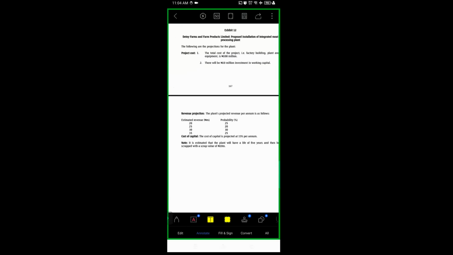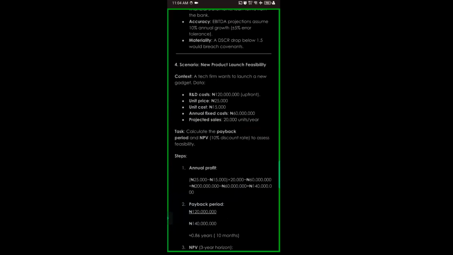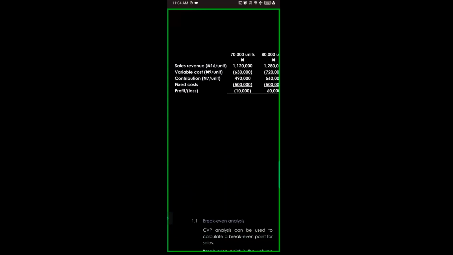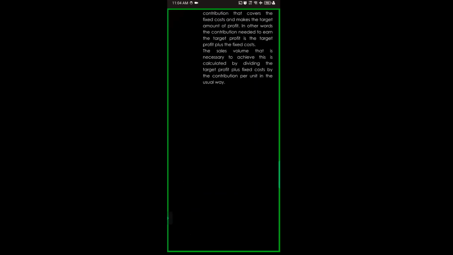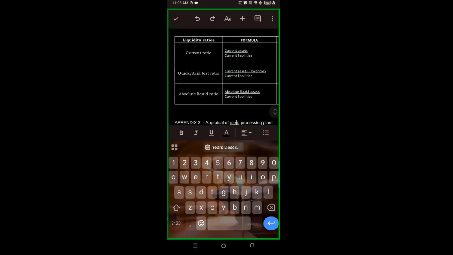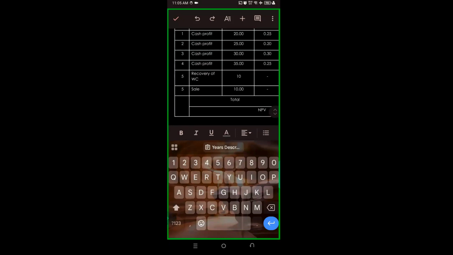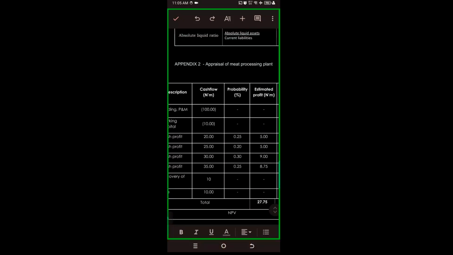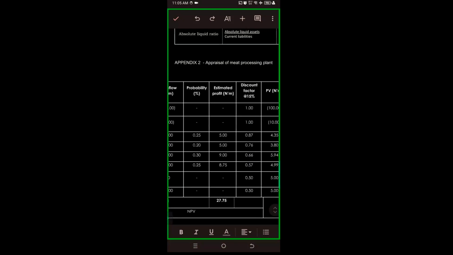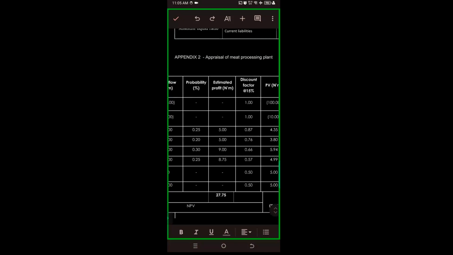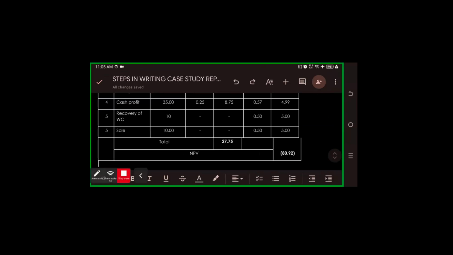So we can do the computation. Let me see if I can bring out the computation so that I can put it out there as an appendix. So here, appendix 2, appraisal of meat processing plant. Okay, good, so we have the meat processing plant here.